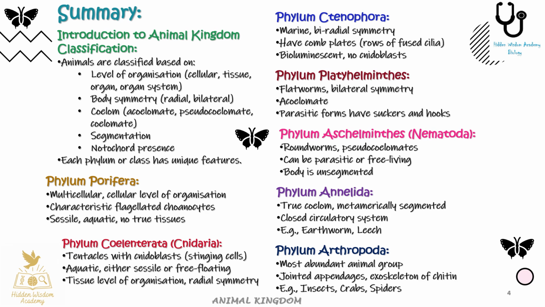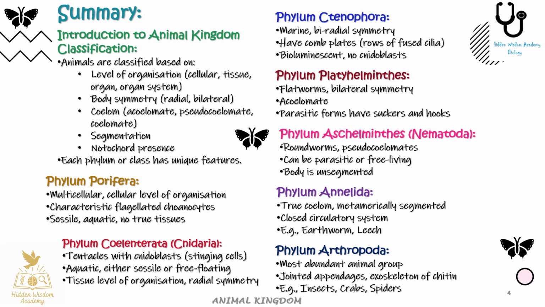Let's quickly overview the animal kingdom. Animals are broadly classified based on key characteristics such as their level of organization, symmetry, coelom, segmentation, and presence or absence of a notochord. These features help biologists systematically group animals into various phyla.